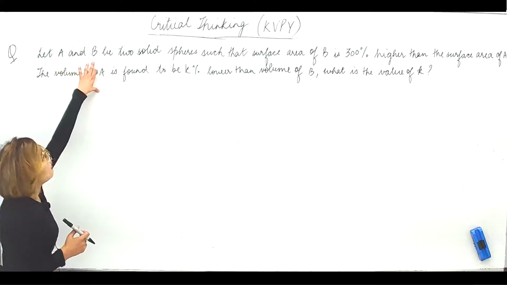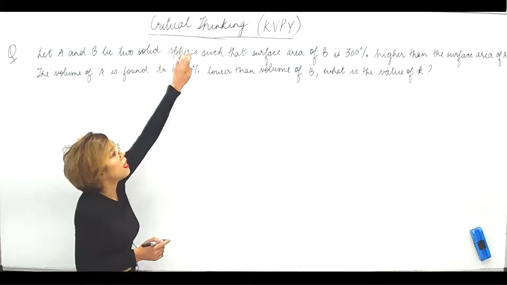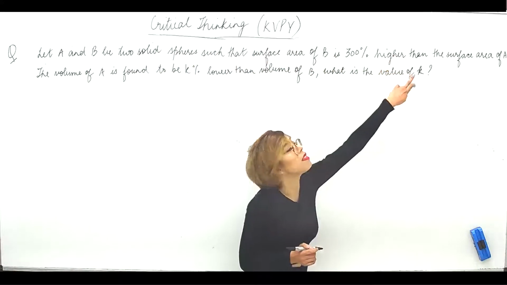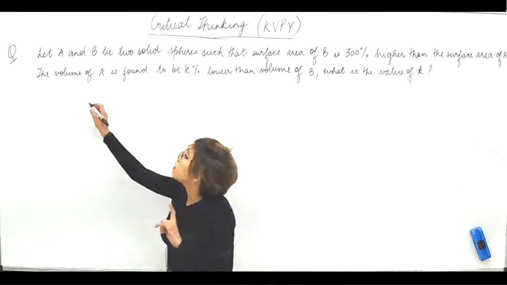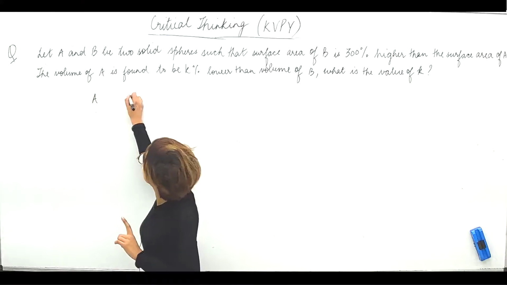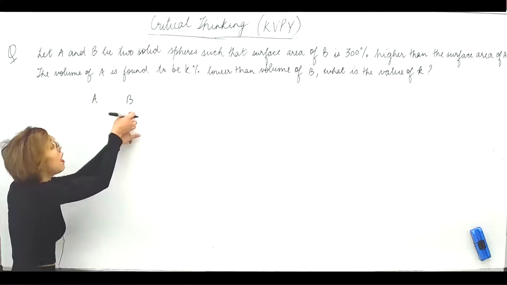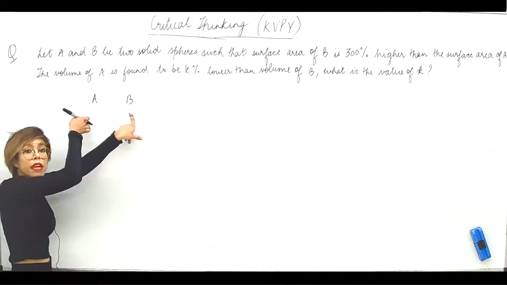Let A and B be two solid spheres such that the surface area of B is 300% higher than the surface area of A. So two spheres are there, right? A and B. Now, I have to be very careful. The surface area of B is 300% more than the surface area of A.